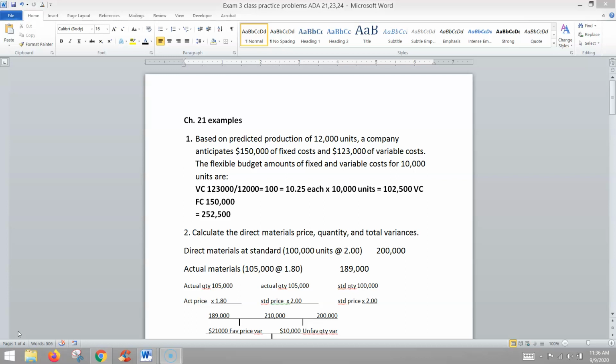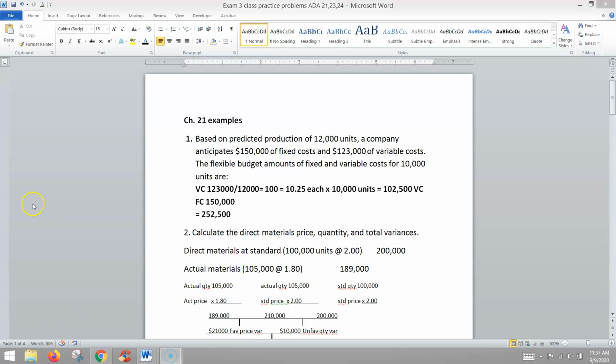As we know, fixed costs are not going to change with different levels of production, but the variable costs are. So the first thing to do is to split your costs. For this example, it's already split for us. And it gives us variable cost of 123,000 that applies to 12,000 units. So we need to get the variable cost per unit.